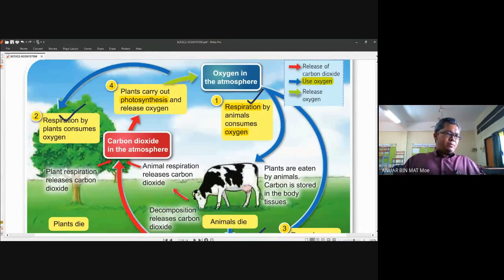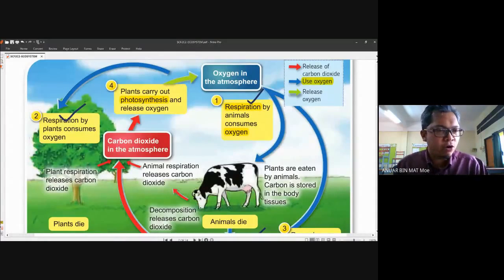All the organisms die. We will die. Yes, because the main source of oxygen in the atmosphere right now is from the plant, when the plant undergoes photosynthesis, right? Many other organisms use what? For example, humans and animals.